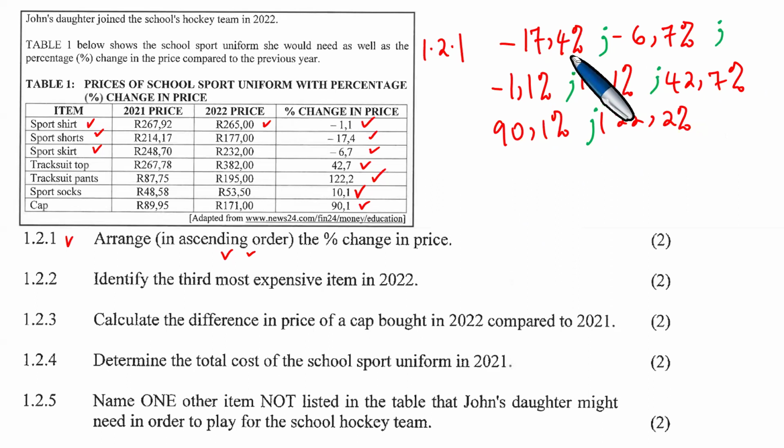So you have minus 17.4%, you have minus 6.7%, you have minus 1.1%, and then obviously the 10.1% is also there. Then we have the 42.7%, the 90.1%, and then 122.2%. So yeah, this is the result. Right, so we continue.